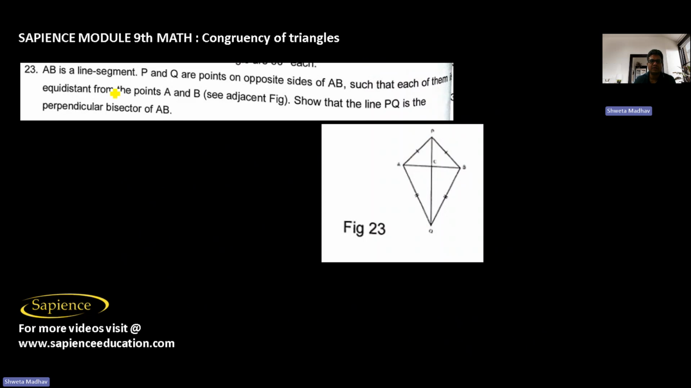Then here it is told AB is a line segment. P and Q are points on opposite sides of AB, such that each of them is equidistant from the points A and B. Show that the line PQ is the perpendicular bisector of AB.